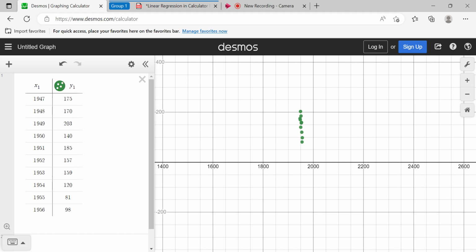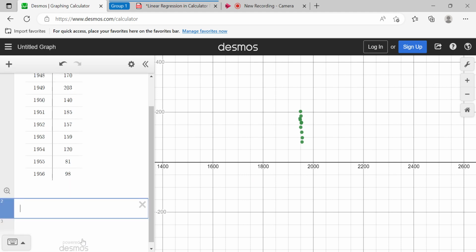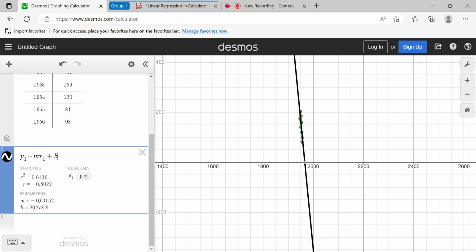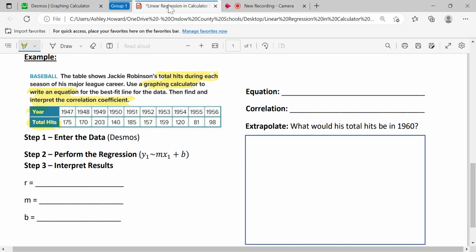And then underneath that chart, I'm going to type in our formula. So we've got Y1 and then our tilde mark and then mx1 plus b. And underneath that, you guys will see all of the information. We've got our correlation coefficient telling us that it's a strong negative correlation. We've got our slope and we've got our y-intercept. So we're going to come over and we're going to plug that into our notes.